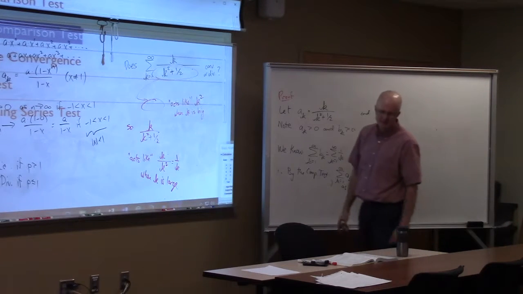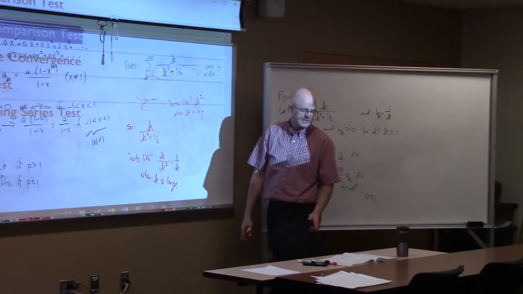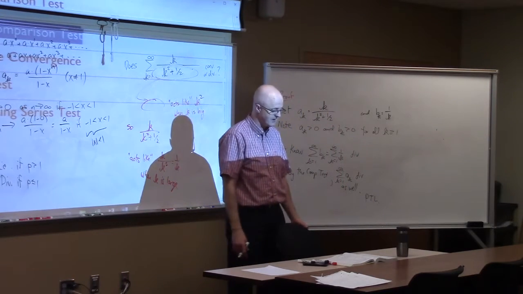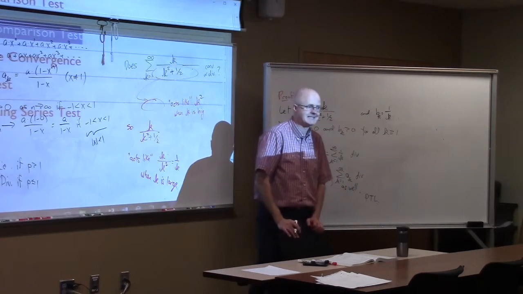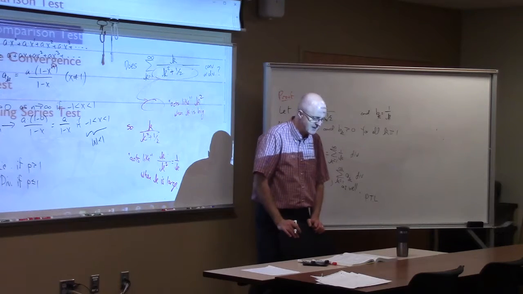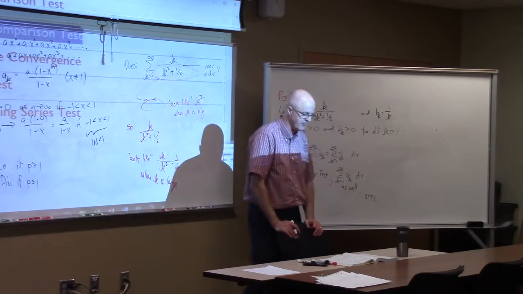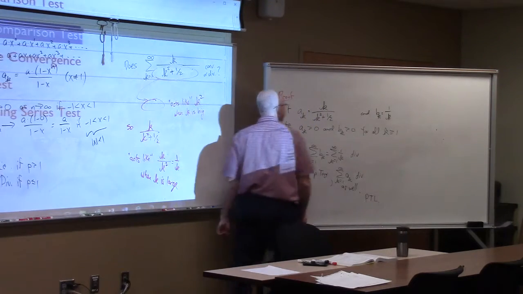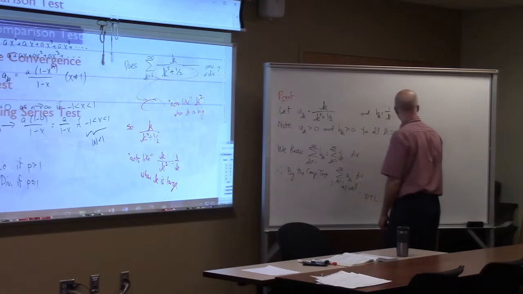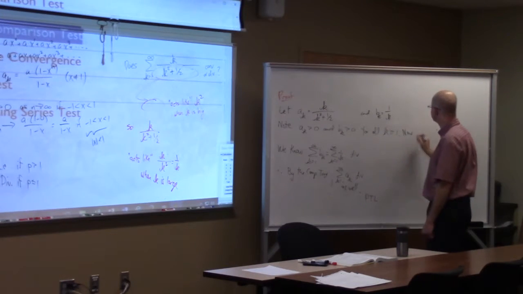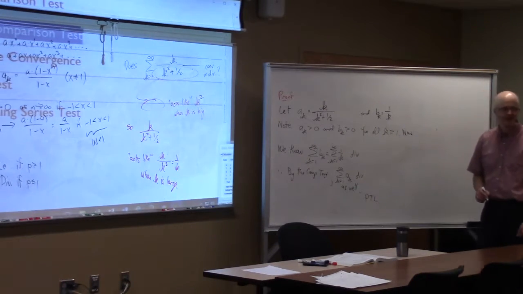What else do you need to do to use the limit comparison test? You need to calculate a limit and show that that limit exists and is positive. What is a limit of? It's a limit of the ratios of the A's and B's. Can you see that? Looking at page 514 right in the middle there. Again, I'm using K's instead of N's. It doesn't matter.